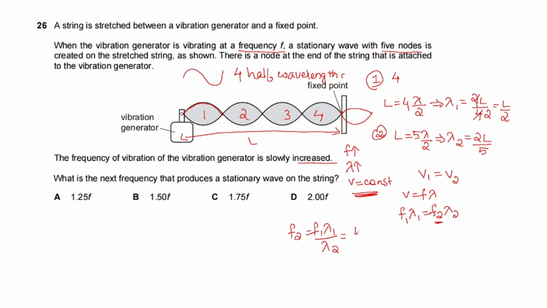So lambda 1 is L over 2, F1 is F, and lambda 2 is 2L over 5, so it will be multiplied by 5 over 2L. L and L will get cancelled and it will be 5 by 4 F. If you do this calculation, 5 by 4 is 1.25 F. So this would be the frequency after increasing the frequency. So option A is the correct answer for this question.